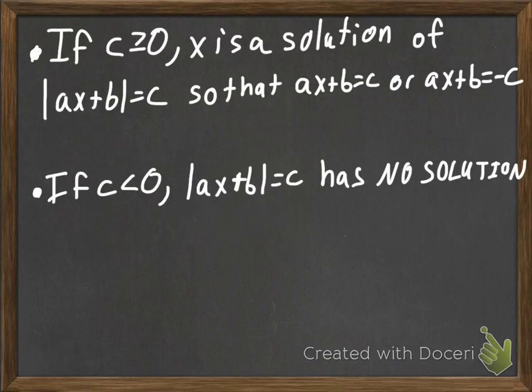So if you remember, absolute value tells you the distance from 0, how far a number is from 0. And absolute value is always positive. So here, if we see that c is greater than or equal to 0, x is a solution of this absolute value of ax plus b equals c.